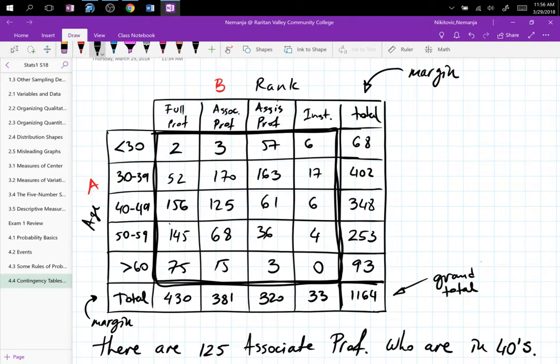Look at the instructor, right, 0 instructors over 60, only 3 assistant professors, 15 associate professors, and then 75 full professors. So the chances are that most of the full professors will be among the older, which is true for every single one, but when you compare row by row, you see that also. And then you also see that the least amount of full professors are in their 30s.